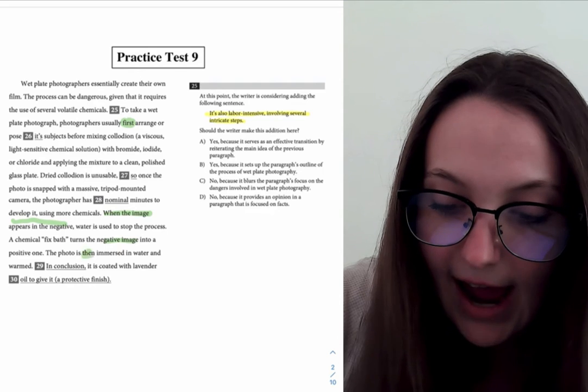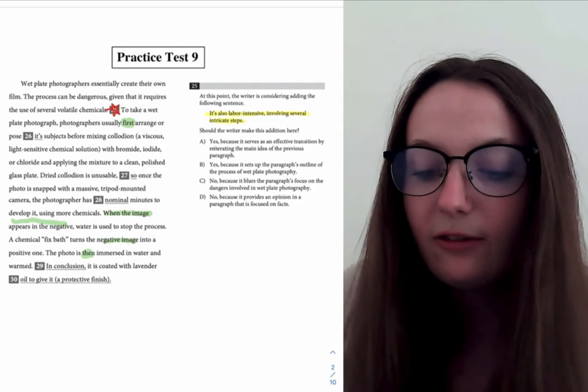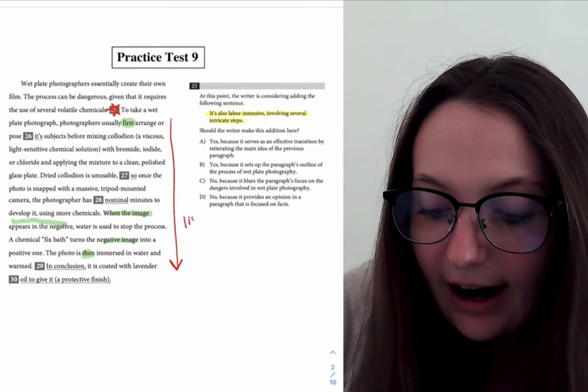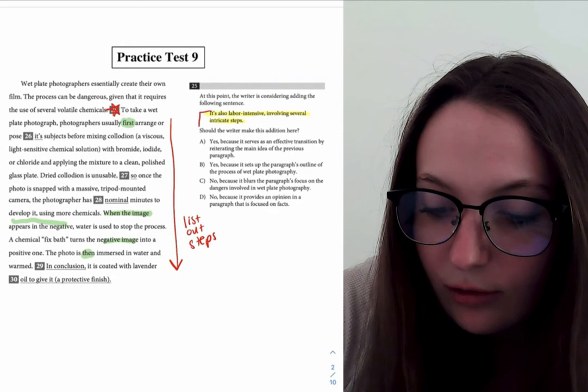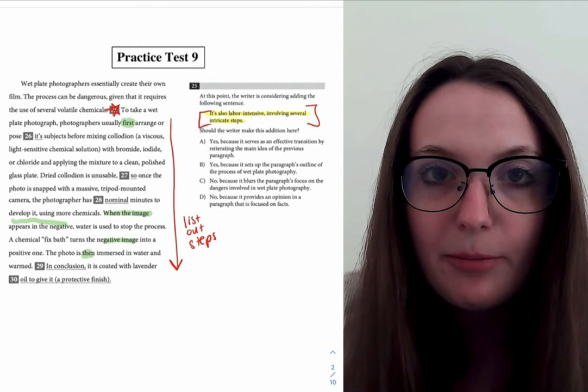So we can see that after we would add in this sentence right here, at the point where we see the 25, they continue at that point, or rather start, to list out the steps. So we need this sentence right here to indicate, hey, we're about to start listing out all of these labor-intensive steps.